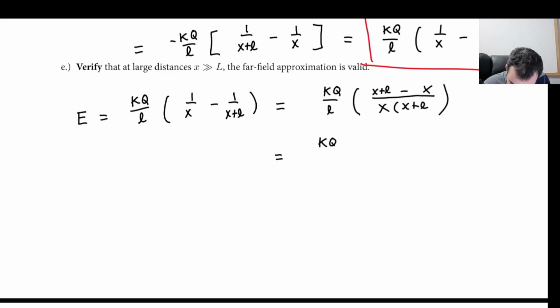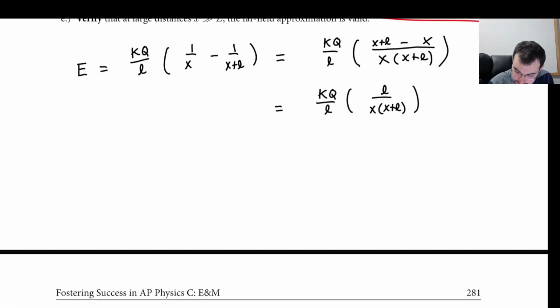So we get kq over L times L over x times x plus L. And that's going to cancel out the L. So we get kq over x times x plus L.